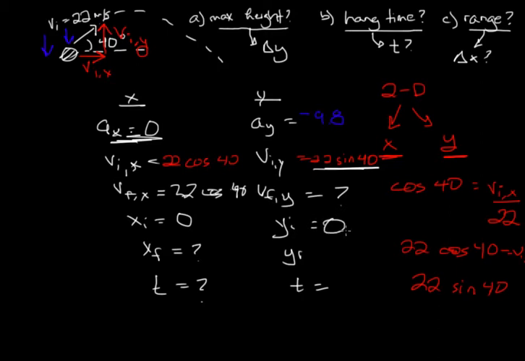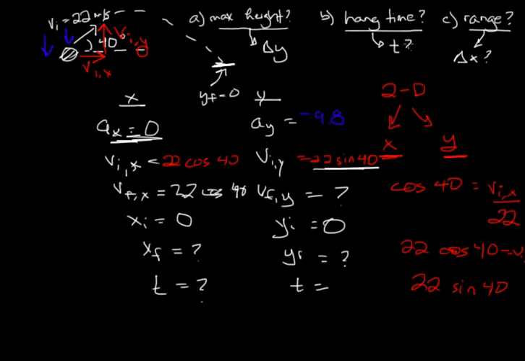Y initial is 0, y final is also unknown, right? We don't know. Well, let's see actually. We know the y final is actually 0, right? Because it's going to go up and then it's going to come back down and land on the ground. So at this position, your y final equals 0.